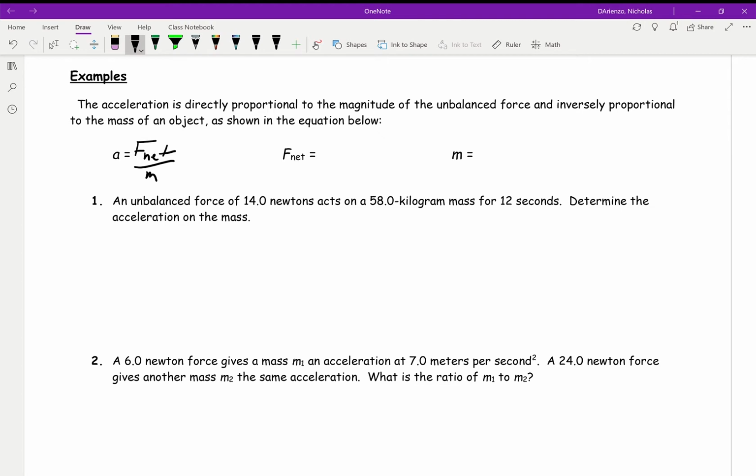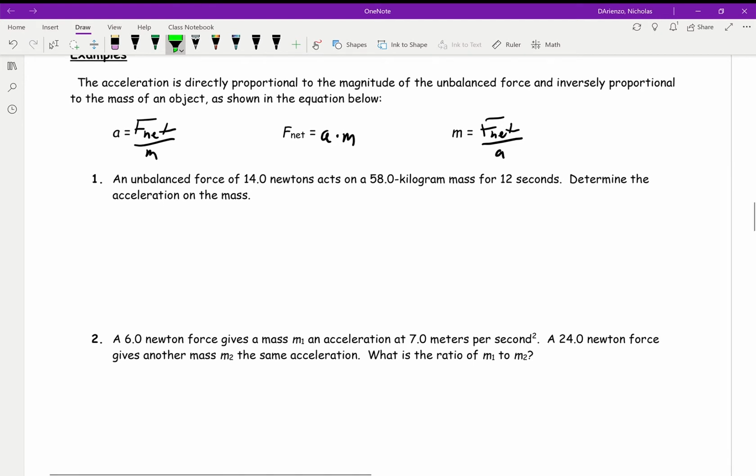This can be reorganized where F net equals acceleration times mass, and mass equals net force divided by the object's acceleration. Now the first one we'll look at here is pretty straightforward. An unbalanced force of 14 newtons acts on a 58 kilogram mass for 12 seconds. Determine the acceleration on the mass.